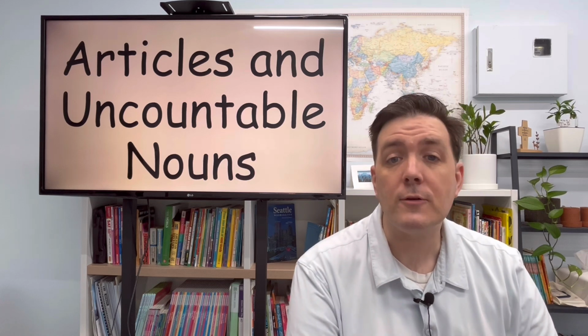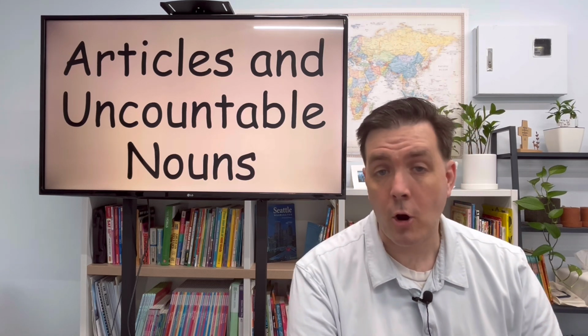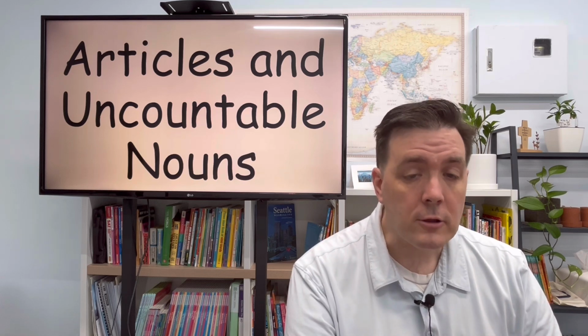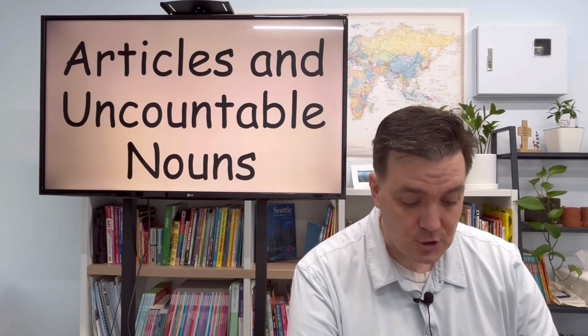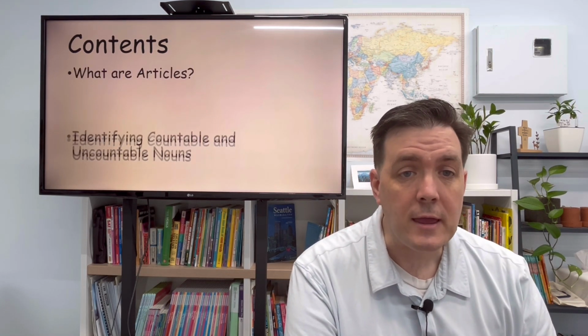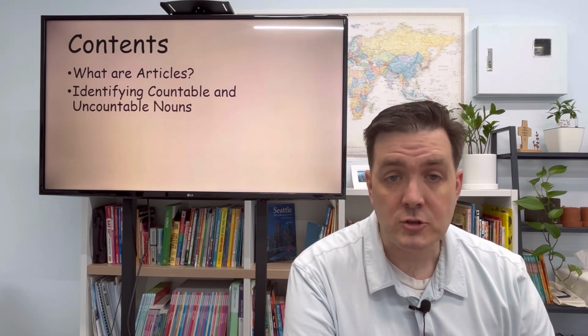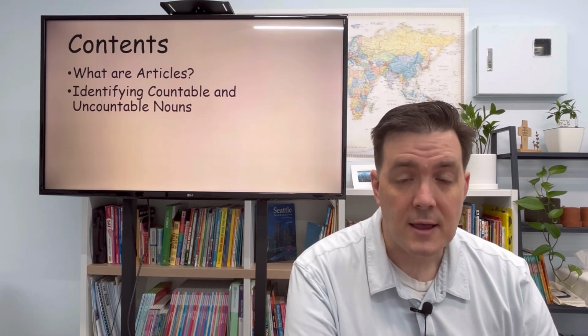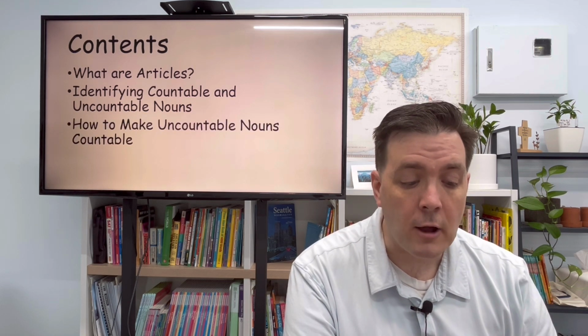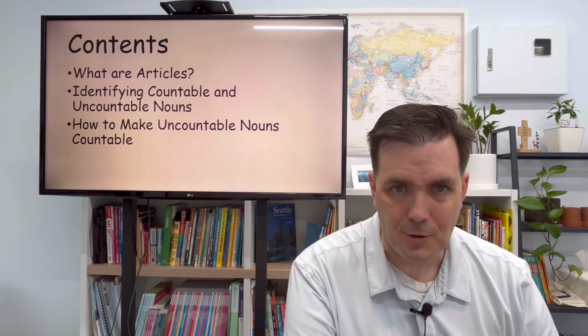Today we're going to look at two different things. We're going to start with talking about articles, and then we're also going to look at how to identify uncountable nouns. So let's get started. First, we're going to answer this question: what are articles? Secondly, we're going to identify countable and uncountable nouns. And then the third thing we're going to do today is learn how to make uncountable nouns countable.